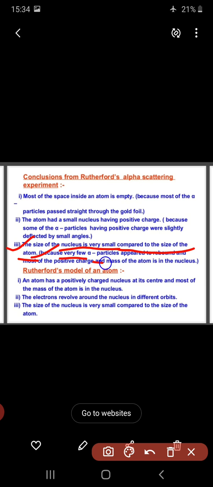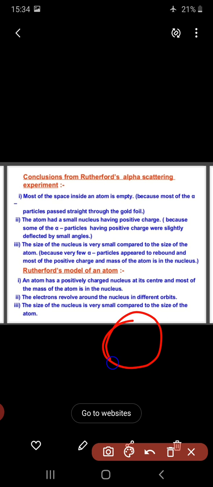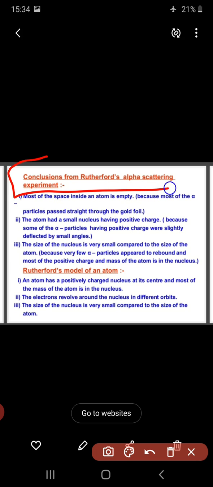very few alpha particles appeared to rebound. See, this is a gold foil, and these are alpha particles, and some of the alpha particles are rebounded. That's why the size of the nucleus is very small. Okay, these all are the conclusions of the Rutherford alpha scattering experiment.